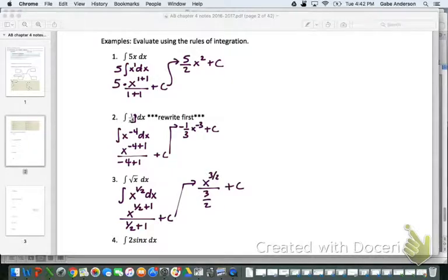The more common way that you'd see this written would be 2/3 x to the 3/2 plus c. The reason why we could do that is if you divide by a fraction, you just do copy dot flop. The way I wrote it would be flop dot copy, but you can just multiply by the reciprocal of that fractional denominator.